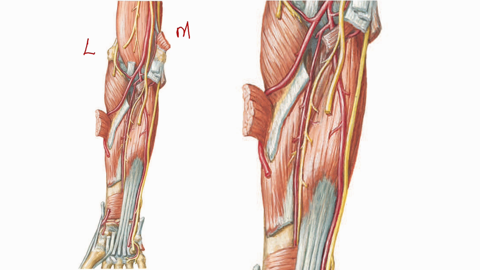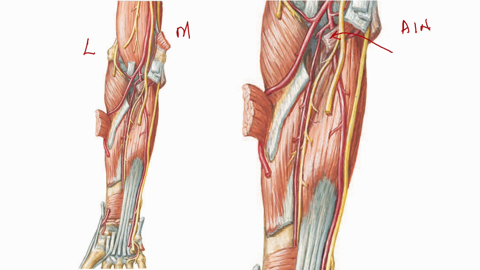Communicating branches connect the median and ulnar nerves at multiple sites. These probably explain abnormal distribution of muscular branches in the hand. Now we can focus on our star, that is the anterior interosseous nerve. It arises distal to the pronator teres.